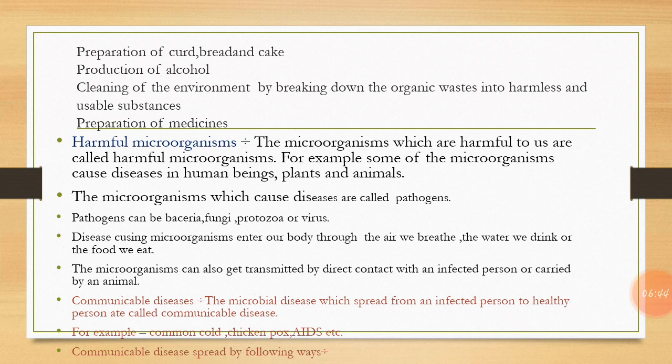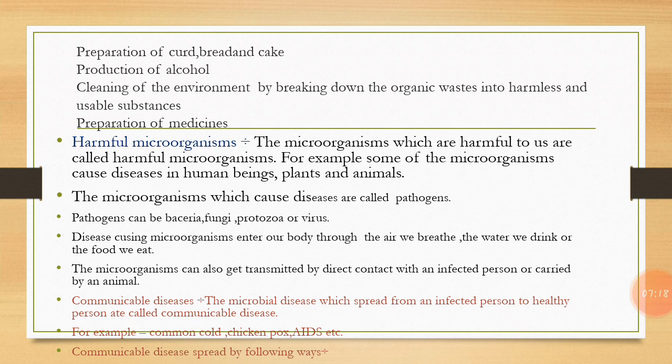First of all, there is one particular name given to the type of microorganism that causes disease. The disease causing microorganisms are called pathogens. Pathogens can be bacteria, fungi, protozoa or virus. When disease causing microorganisms enter our body, where do they enter from? They enter our body through the air we breathe, through the water we drink, through the food we eat.